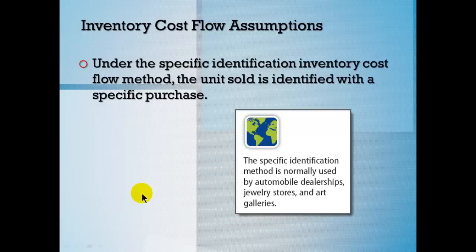This is pretty obvious, but under the specific identification cost flow method, the unit sold is identified with a specific purchase, and we already gave the example of automobile dealerships and any kind of high-end, high cost, and low turnover item. That would be the kind to use, and art galleries or jewelry stores would be another good example.